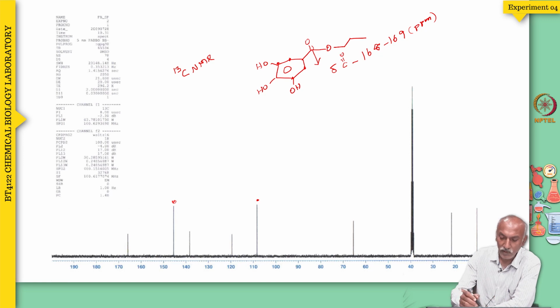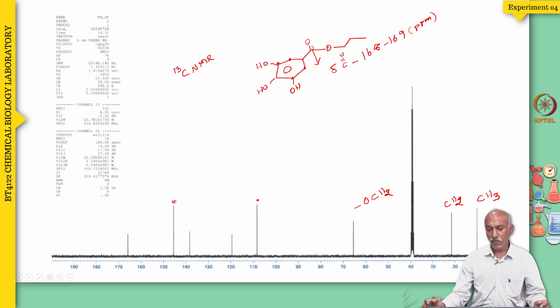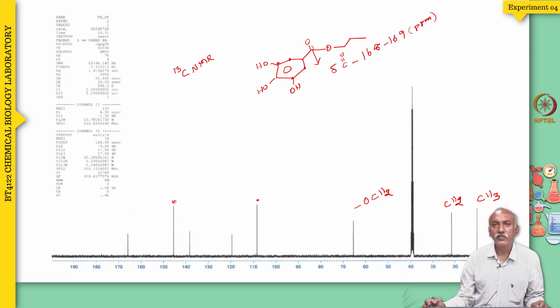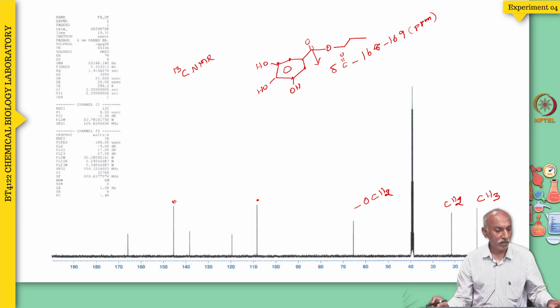So, anything carbonyl compound comes beyond 160. Please remember, similar to the NMR, here you can easily say that this corresponds to the OCH2, this corresponds to CH2, this corresponds to the CH3. Like that, we will be able to assign all the hydrogens and all the carbons in the C13 NMR for a particular product.